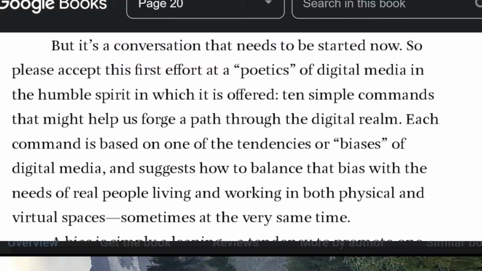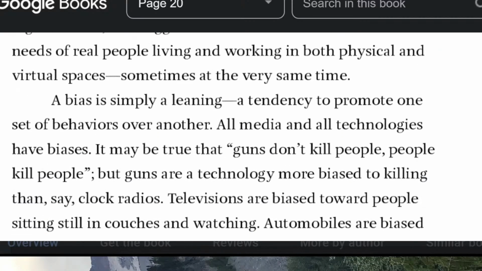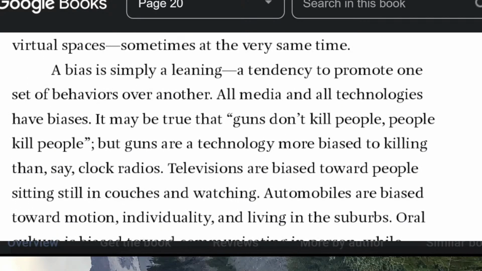But it's a conversation that needs to be started now. So please accept this first effort as a poetics of digital media and the humble spirit in which it is offered. 10 simple commands that might help us forge a path through the digital realm. Each command is based on one of the tendencies or biases of digital media and suggests how to balance that bias with needs of real people living and working in both physical and virtual spaces, sometimes at the very same time. A bias is simply a leaning, a tendency to promote one set of behaviors over another.